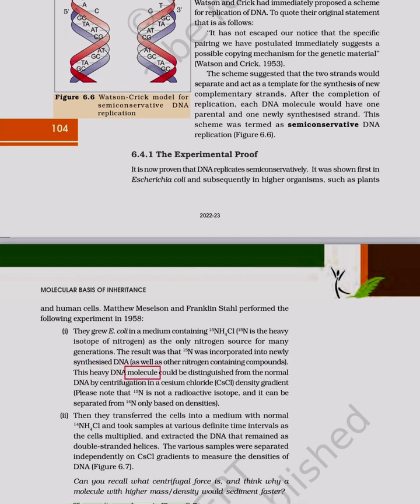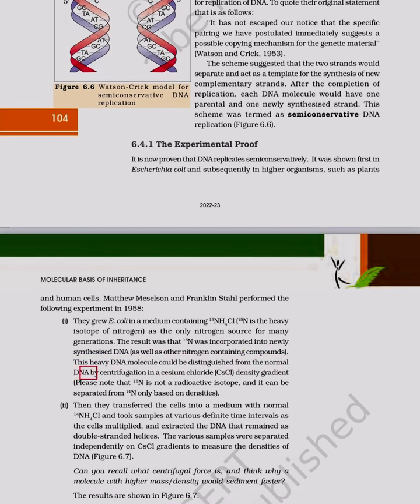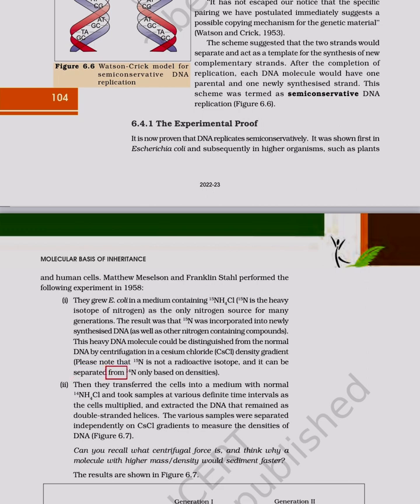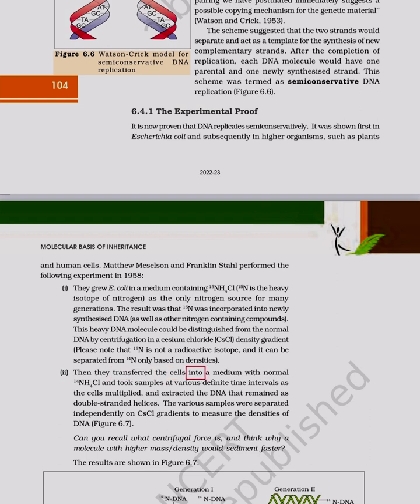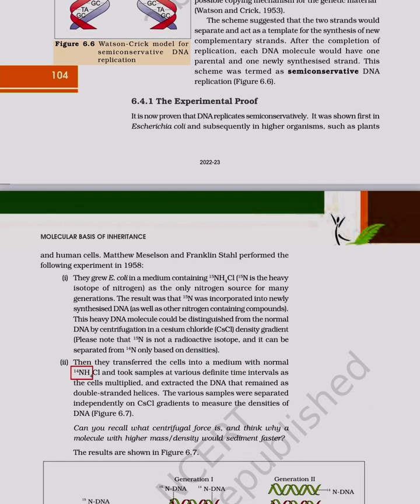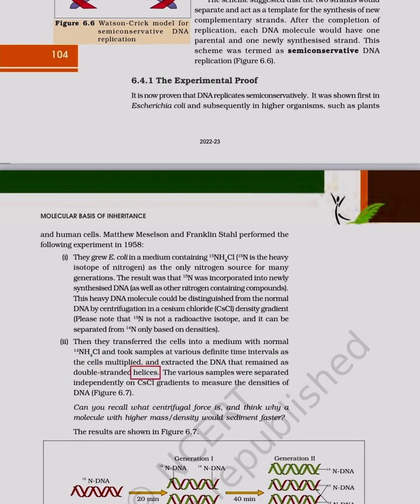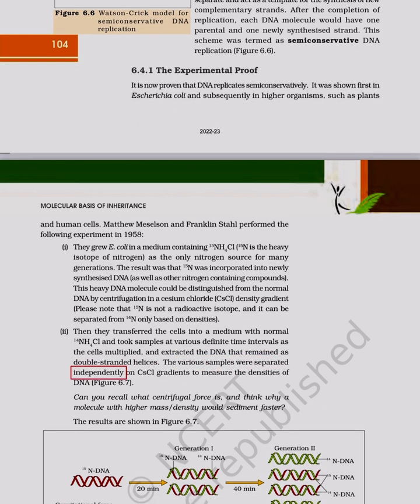This heavy DNA molecule could be distinguished from the normal DNA by centrifugation in a cesium chloride, CsCl, density gradient. Please note that 15N is not a radioactive isotope, and it can be separated from 14N only based on densities. Then they transferred the cells into a medium with normal 14NH4Cl and took samples at various definite time intervals as the cells multiplied, and extracted the DNA that remained as double-stranded helices. The various samples were separated independently on CsCl gradients to measure the densities of DNA.